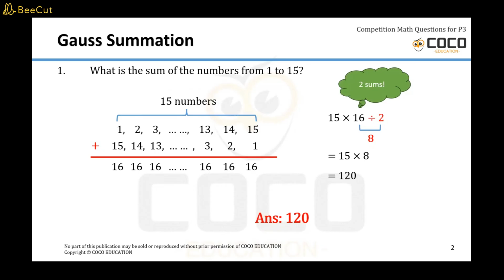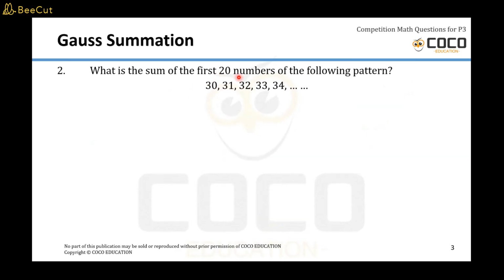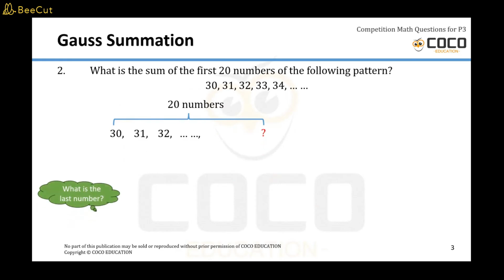So now, let's look at question number 2. What is the sum of the first 20 numbers of the following pattern? This time, they never tell you what is the last number, but they tell you that the first 20 numbers of the following pattern start from 30, 31, 32, and so on. So again, we list out the numbers. Of course, we don't know what the last number is, but we know that there are 20 numbers. So how to find the last number?